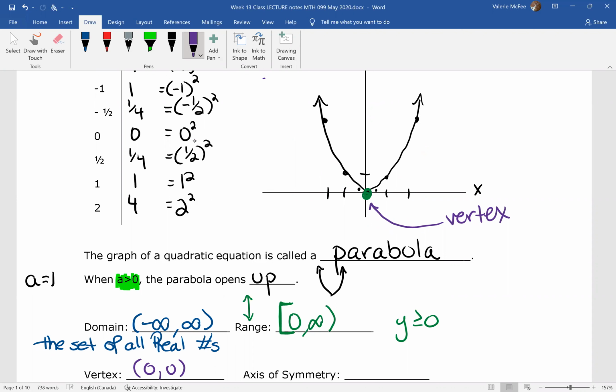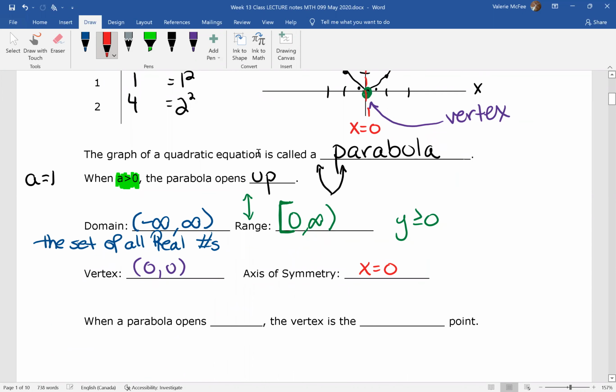Now, we also say that these parabolas are symmetrical. That means you can fold them in half and it will be exactly the same. We would fold them in half right through the vertex. The axis of symmetry is that line, x equals 0. Notice that that x equals 0 comes from the vertex, 0, 0.